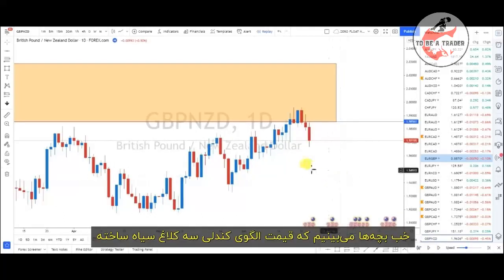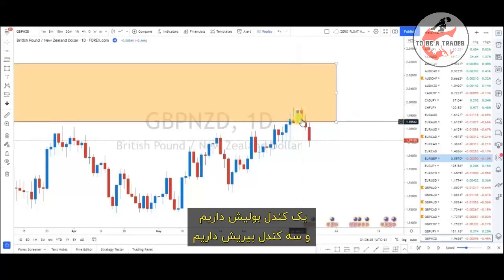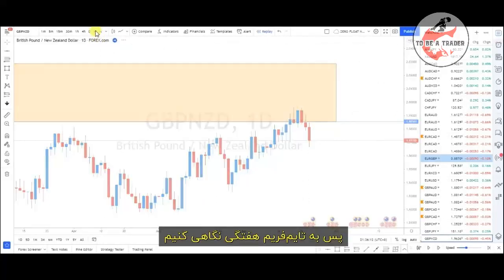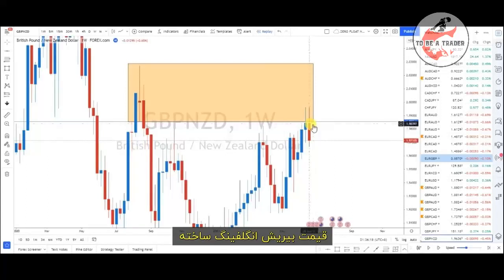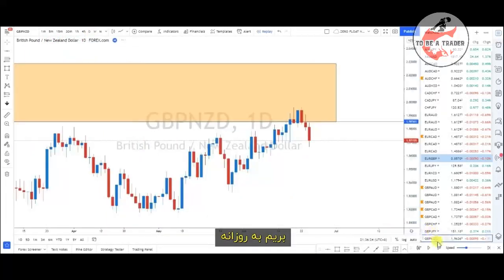Okay, guys, we can see here price has made a three black crows. We have one bullish candle and then three bearish candles. Let's look at the weekly time frame. On the weekly time frame it is even stronger. Price made a bearish engulfing, but this is considered a high risk type. So let's go back to the day.